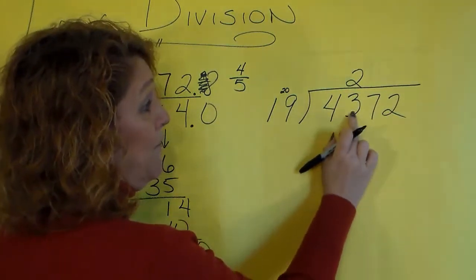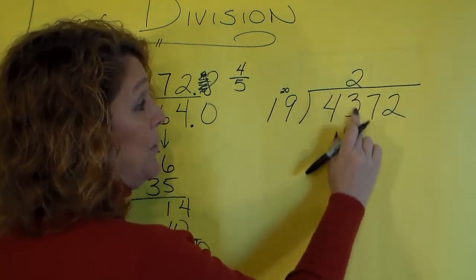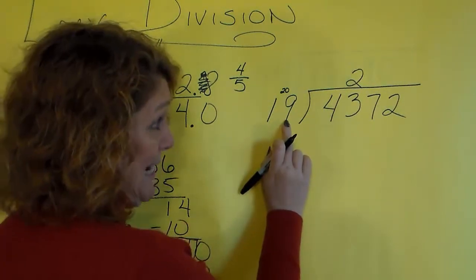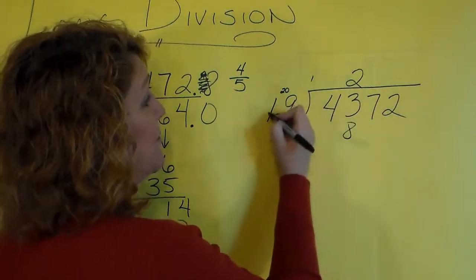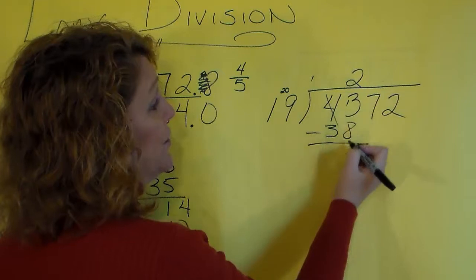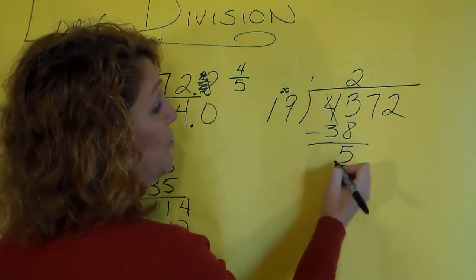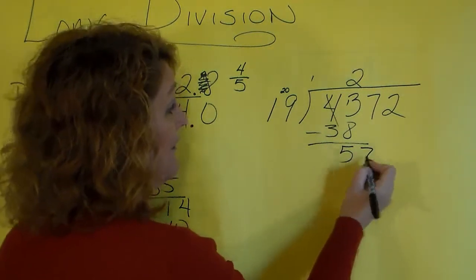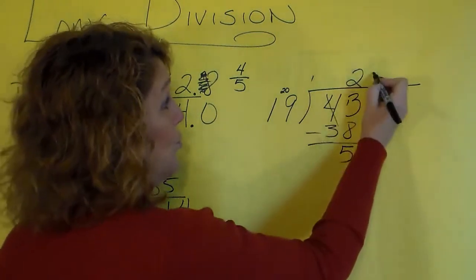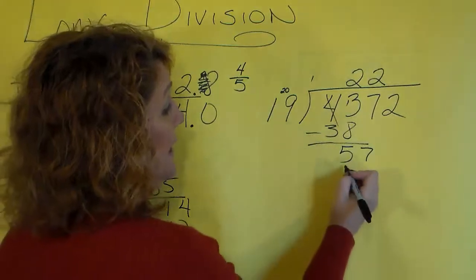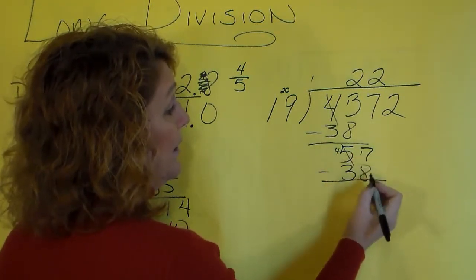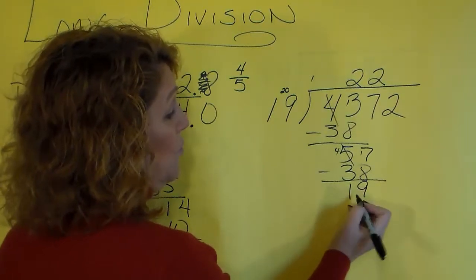And remember, I'm saying 43, so I'm going to put the 2 right above that 3 because I'm using it there. 2 times 9 is 18. 2 times 1 is 2, and 1 is 3. I'm going to subtract. I'm going to do whatever I need to do, and I end up with 5. And I'm going to bring down my 7. How many times does 20 go into 57? Well, 20 goes into 40 twice. And again, 38, subtract, borrow, 9, and 1. And I get 19.